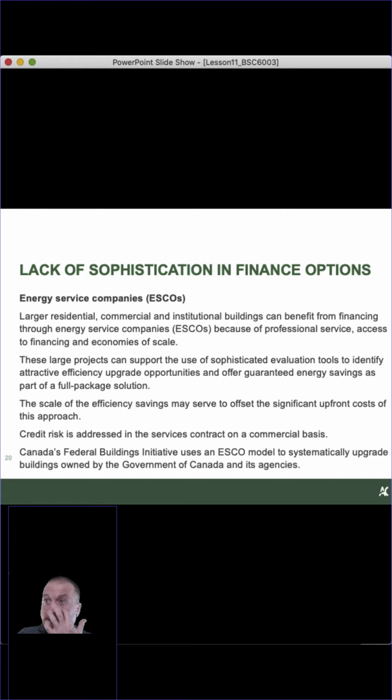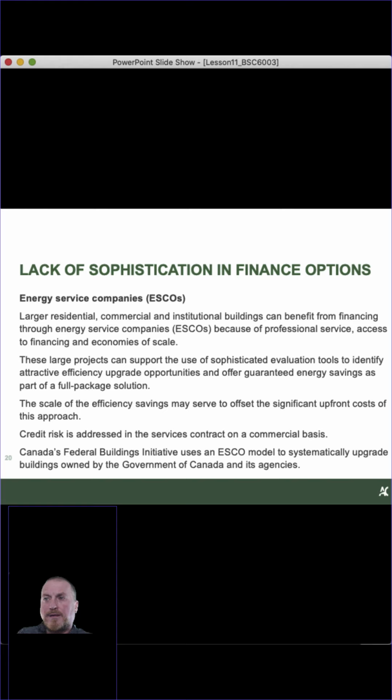Then, of course, the ESCOs, the energy service companies, they will finance the initiatives. Of course, they'll charge it back to the client, but they will finance major energy efficiency improvements. So larger residential, commercial, and institutional buildings will typically benefit from ESCOs. If you go to the Government of Canada, you'll find they don't have very many energy managers around because they primarily deal with Canada's federal buildings through an ESCO.